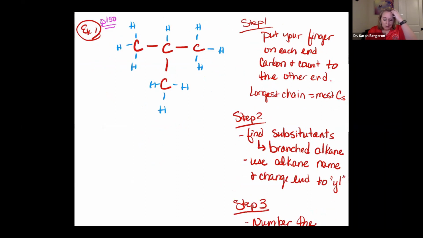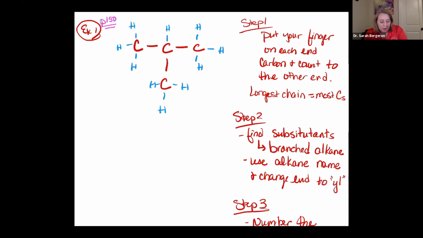So my first step is to count my longest chain of carbons. What I do is I start at the ends, and then I count to the other end. There are multiple ways to do it, but let's start with this carbon right here. So this would be carbon 1, carbon 2, carbon 3. Okay, I can get 3 carbons in a row. Let's try another one. Let's try this one. 1, 2, 3. Oh, we still get 3. The only way that you can count it, the maximum number that you're going to get is 3.